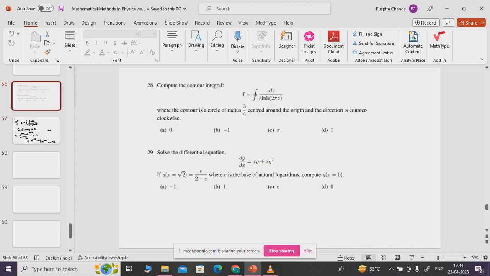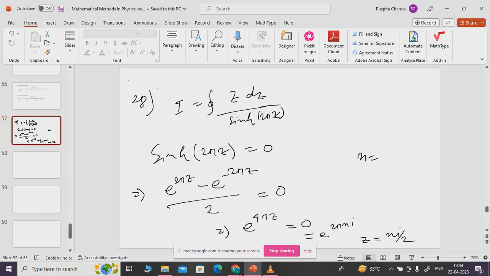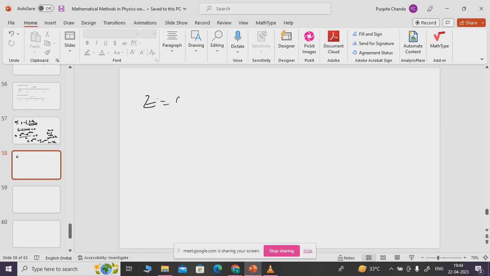In the question it is given that the radius is 3 by 4, like the radius should not be greater than 1. So for n is equal to 0, z will be 0. For n is equal to plus minus 1, it will be plus minus i by 2. When n would be 2, z would be plus minus i, and that is greater than the radius 3 by 4. So we will take only n is equal to 0 and n is equal to plus minus 1. So the z values are 0 and plus minus i by 2.